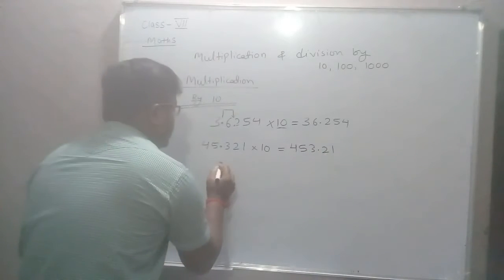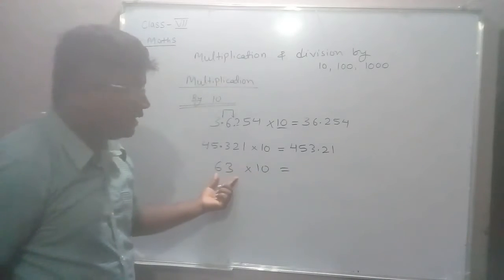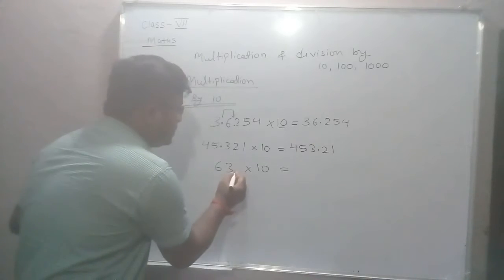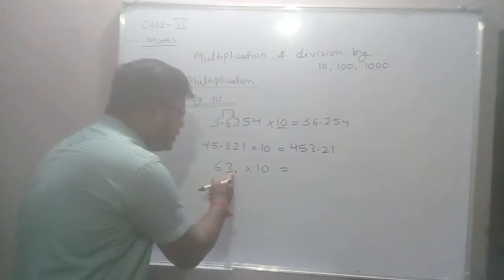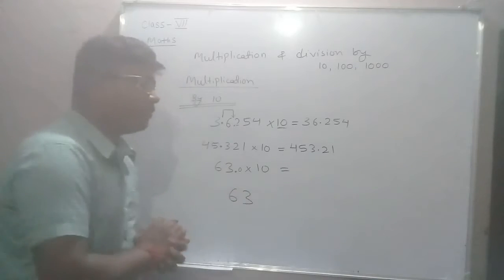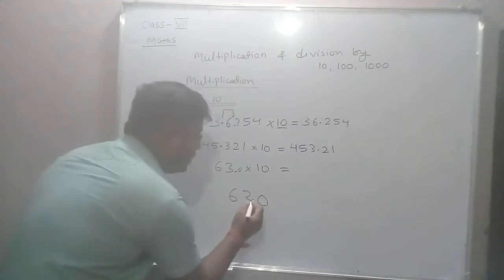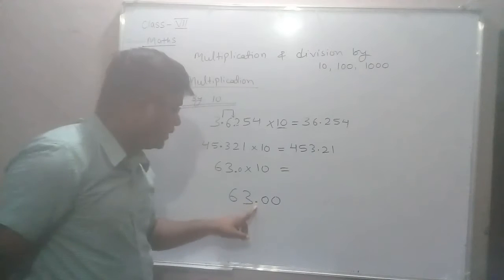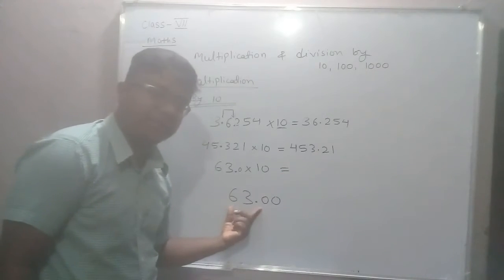Suppose there is 63 into 10. Is the decimal showing here? You will say no, but at the end there is always the decimal. After showing the decimal, you can keep any number of zeros. Suppose 63 is there, you cannot just write zeros like this, it becomes 630. But if you show 63 point, with the decimal, then you can write any number of zeros. It will represent 63 only.